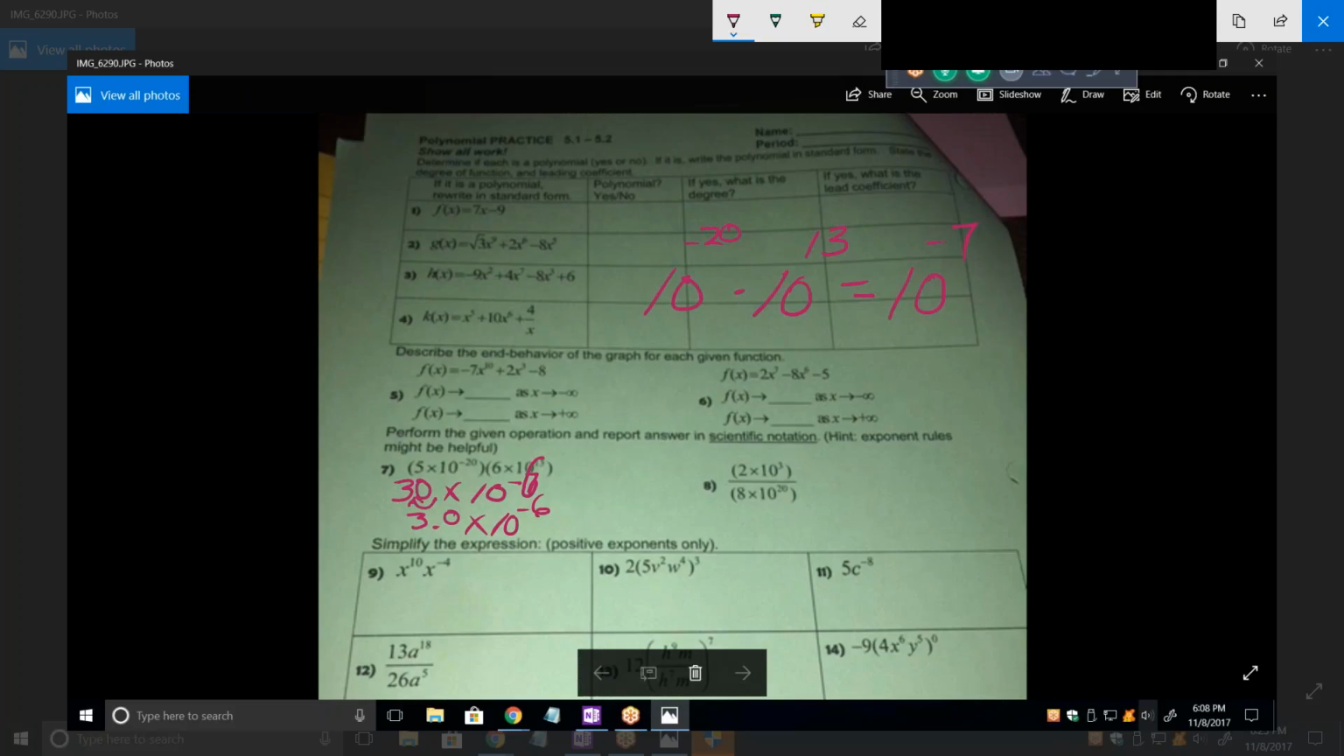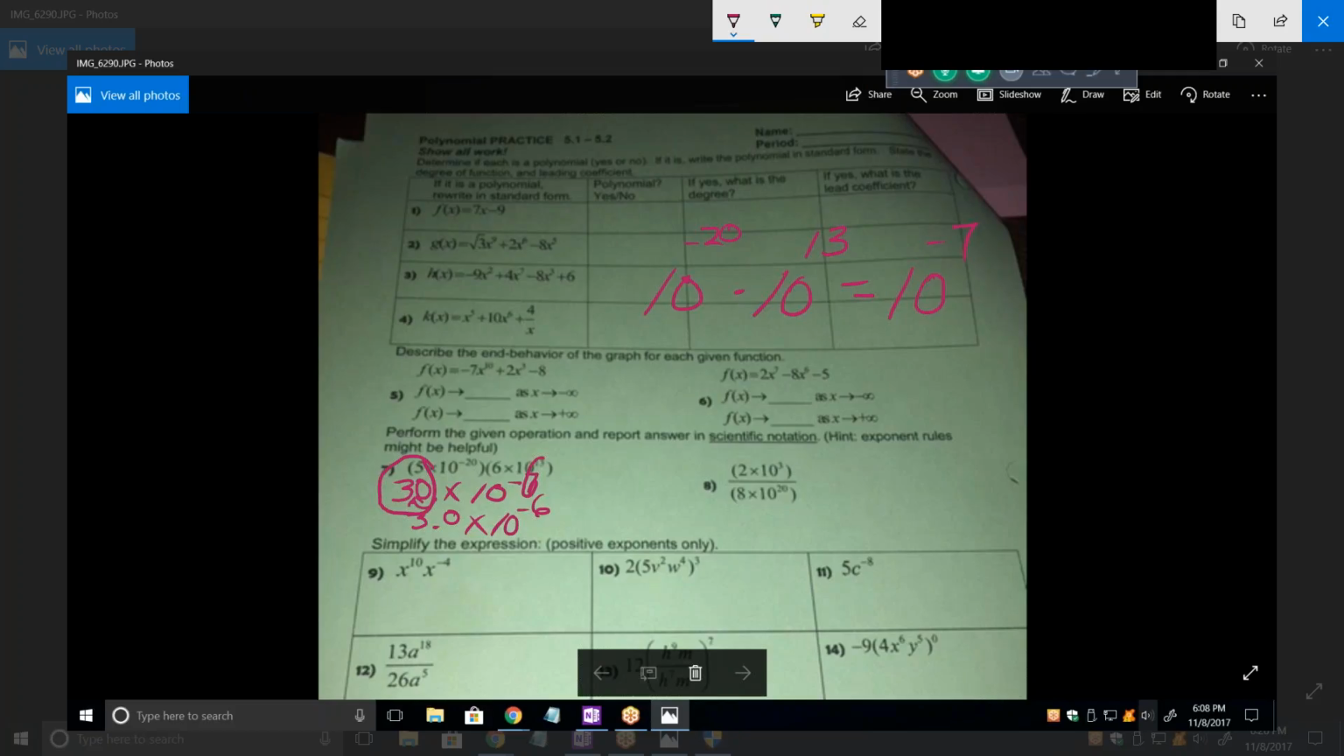So after you do the multiplication, if that first number is not in the proper range, then you always have to move the decimal point. And if you move it left, you add 1 to the exponent on the 10, and if you move it right, you subtract 1 from the exponent. So let's do number 8.